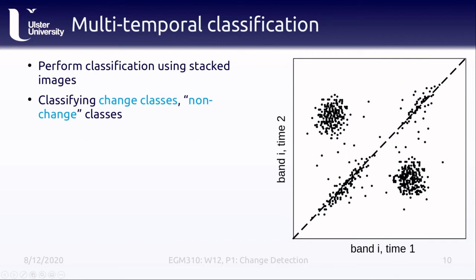Here we have a scatter plot for a given band with the values at time 1 plotted along the x-axis and the values at time 2 plotted along the y-axis. You can see that we have roughly 4 groups here that are clearly separated from each other. The groups that fall close to the 1-to-1 line are our non-change classes. They have roughly the same values in each image.